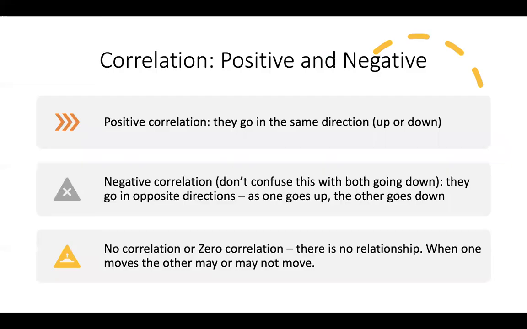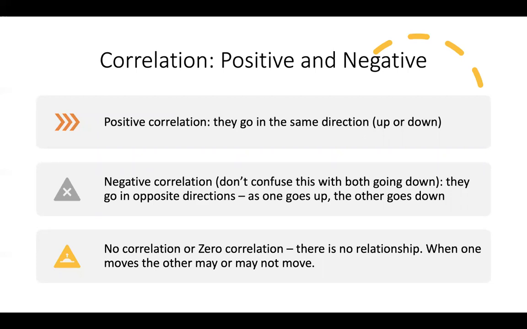So correlation can be positive or negative. We went over this earlier this week. I'm just going to lay it out for you one more time. A positive correlation is when two variables change in the same direction. One of them might go up and the other will go up. If one goes down, the other one goes down. They change in the same direction. They can be up or down to be a positive correlation. A negative correlation is when they go in opposite directions. One goes up and the other goes down.